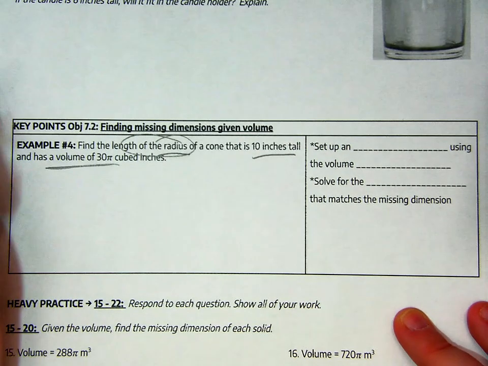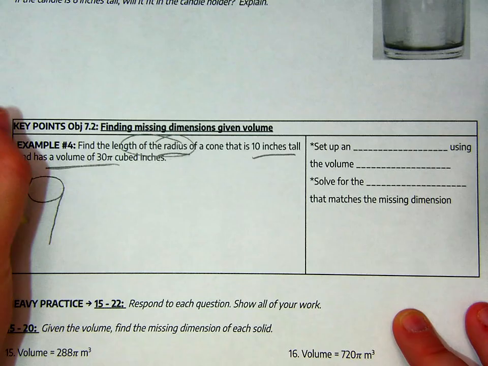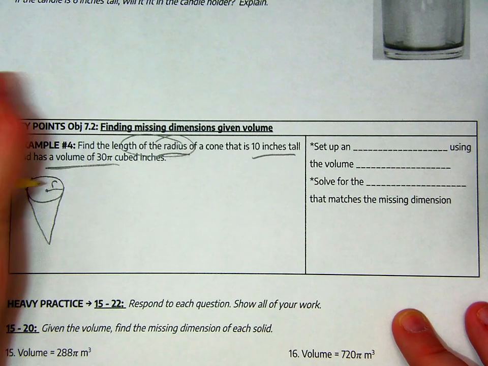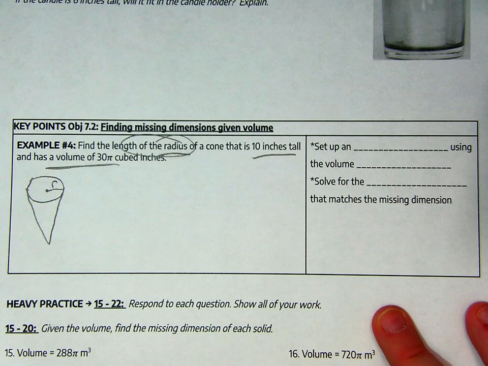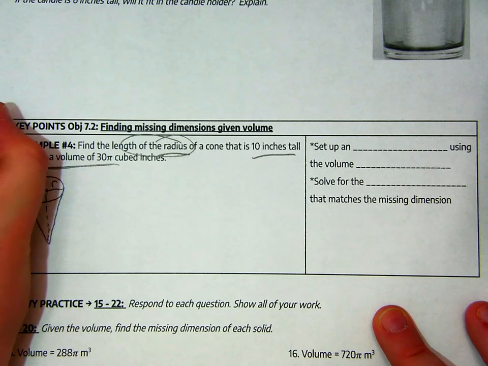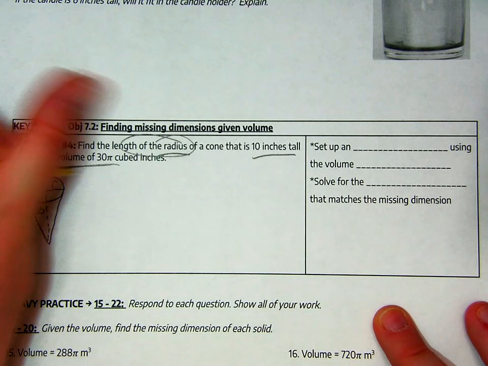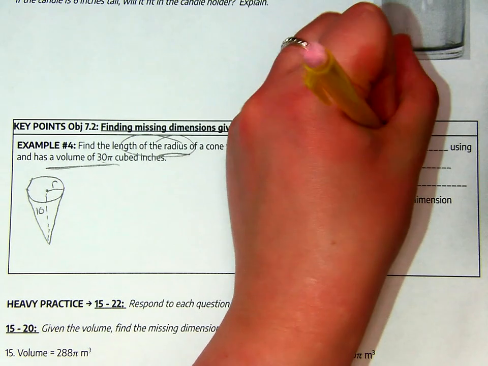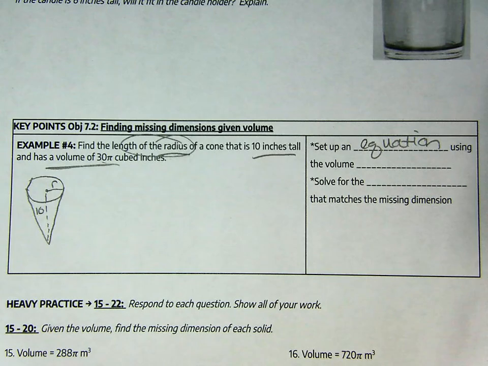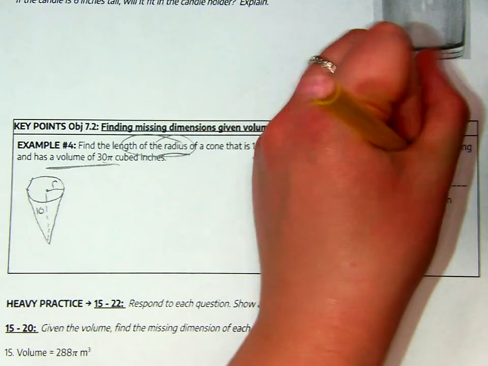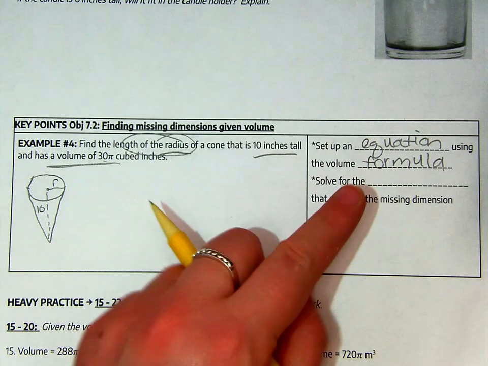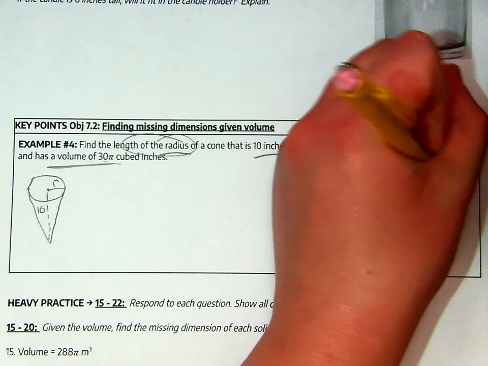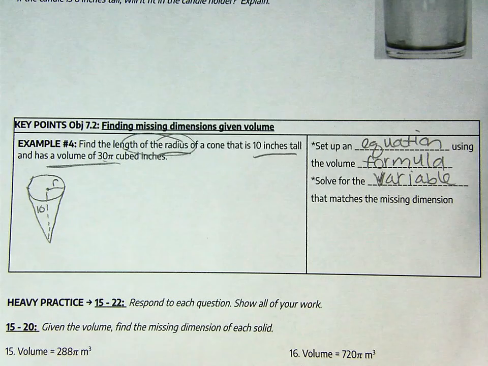So if I draw myself a little cone, okay, and I want the length of the radius, so I'm looking for that. The cone is 10 inches tall, so that's 10, and has a volume of 30 pi cubed. So what I can do here is set up an equation using the volume formula that matches the shape. This is a cone, so I'm going to use the volume formula for the cone, and then solve for the variable that matches the missing dimension, okay?